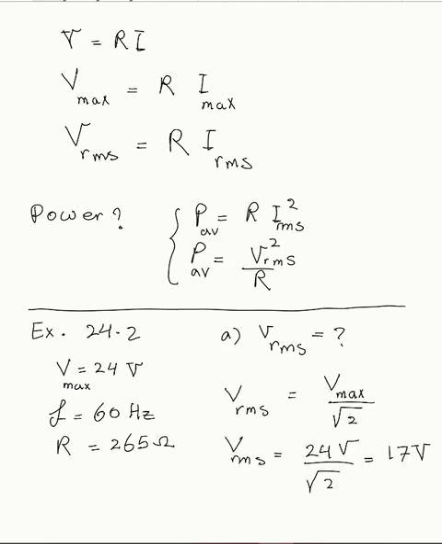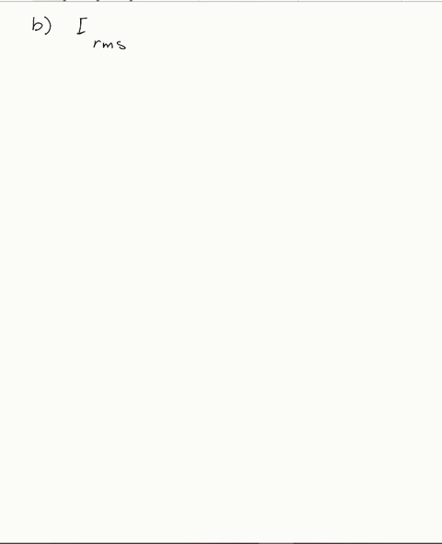From the previous equation, I know that VRMS equals Vmax divided by square root of 2. So just plug in 24 volts for the maximum voltage and divide by square root of 2, and then I get 17 volts for the VRMS.